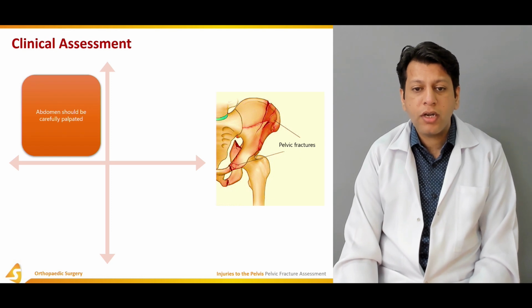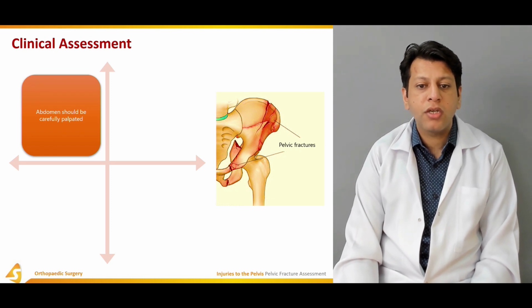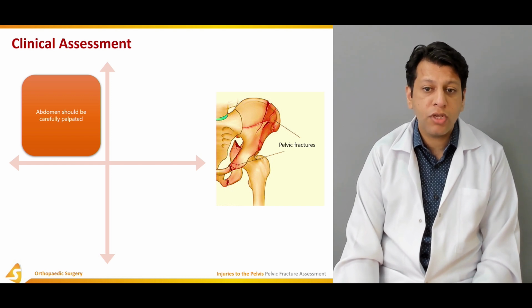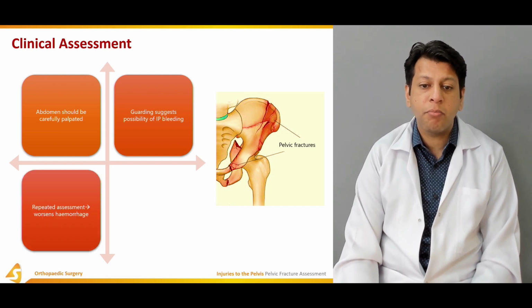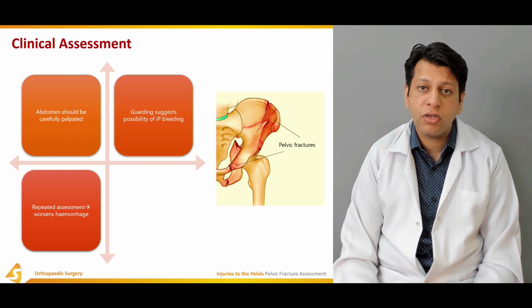Now, what is important is that the abdomen should be carefully palpated. If there is guarding or swelling, it could be due to hemoperitoneum, and there is also the possibility of an intrapelvic bleed. Repeated assessment should be done, as it may worsen.